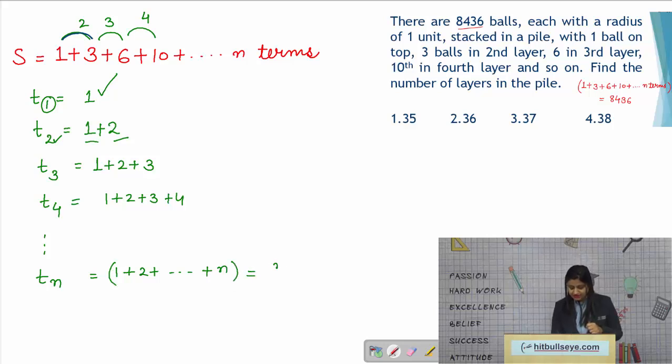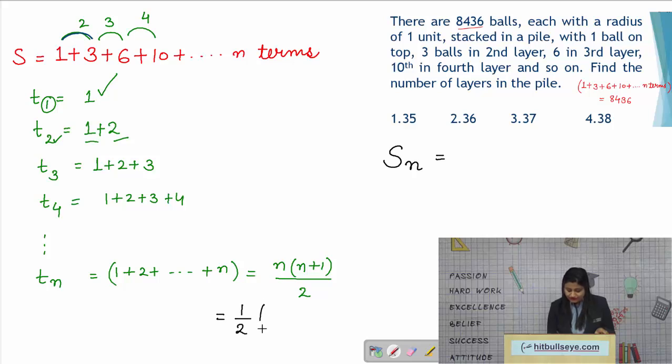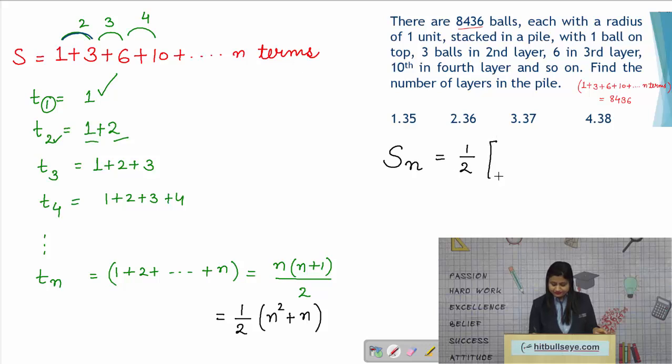So it will become sigma n. We have a formula for this. This is n into n plus 1 by 2. That is our nth term. Now we want to write Sn here, the sum of n terms. So how can we do this? The nth term can be written as half into n square plus n. So if we apply sigma here, it will become half sigma n square plus sigma n. How come?